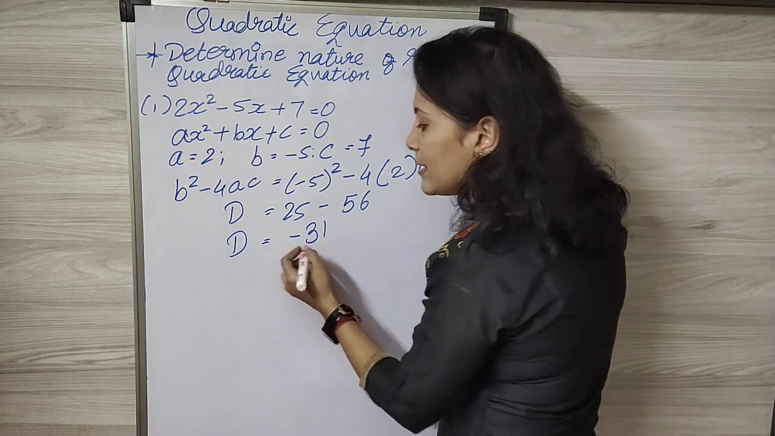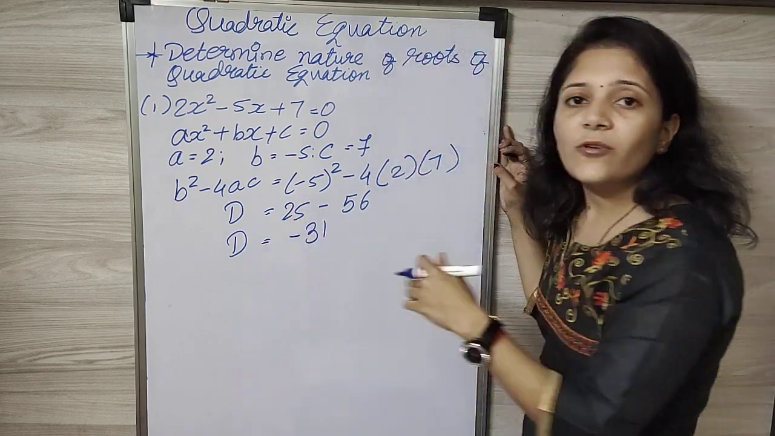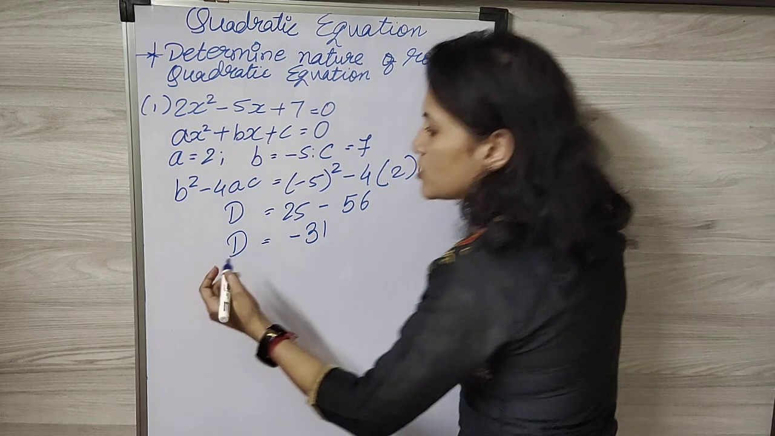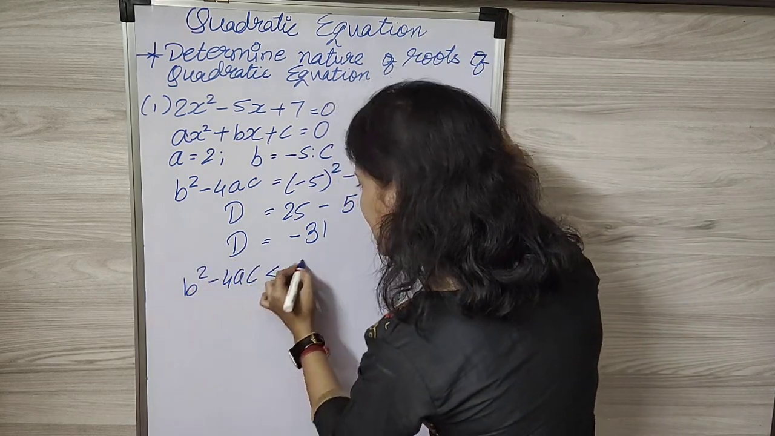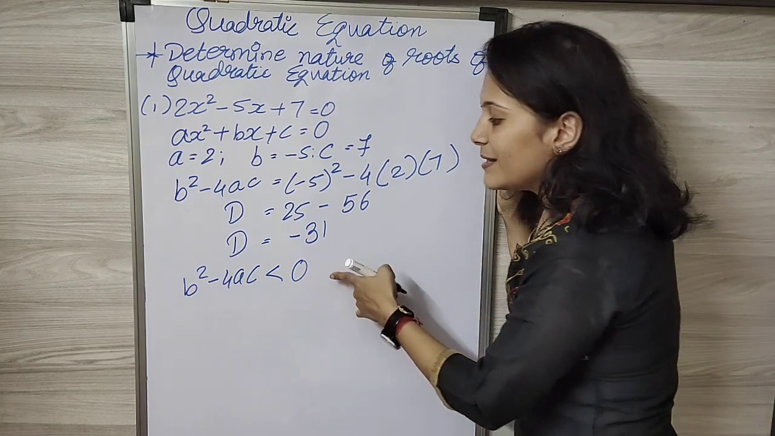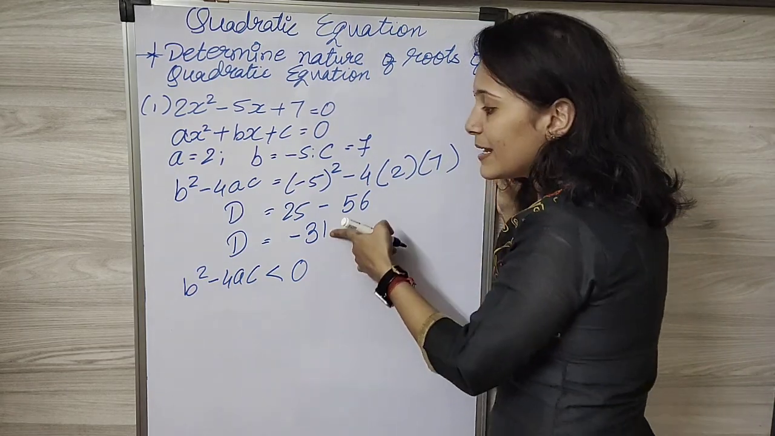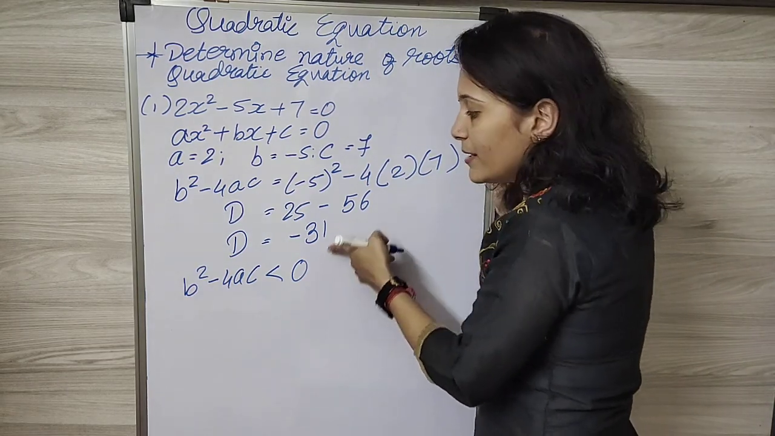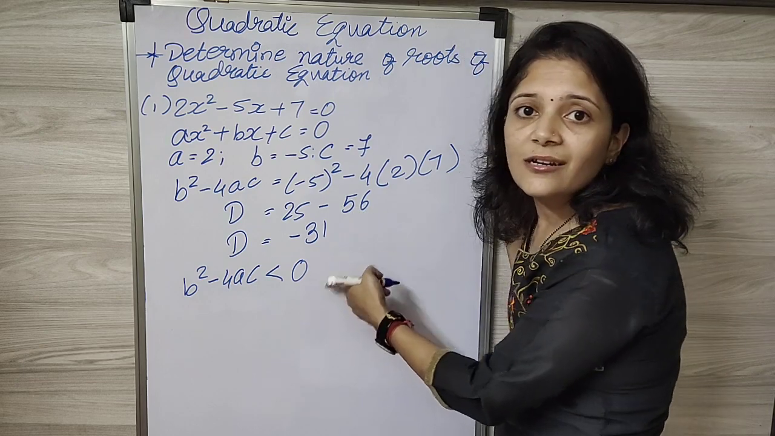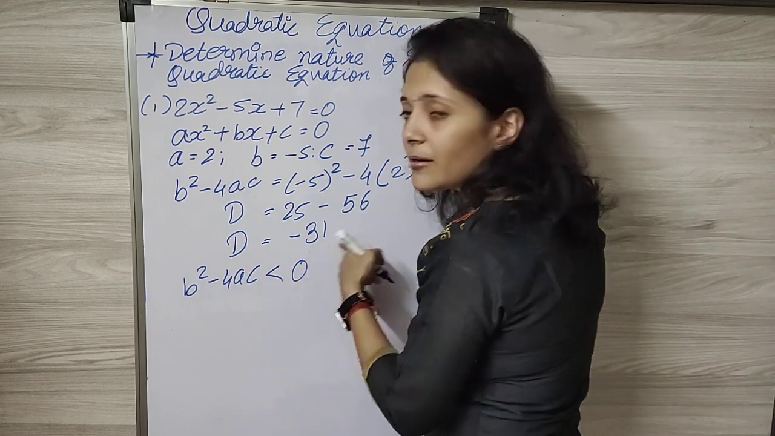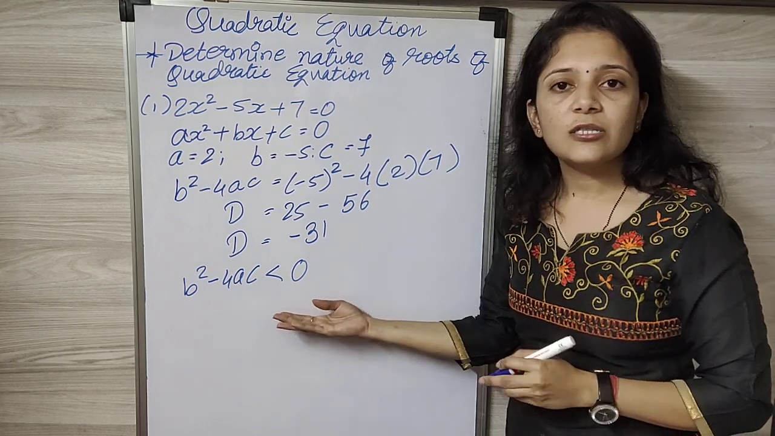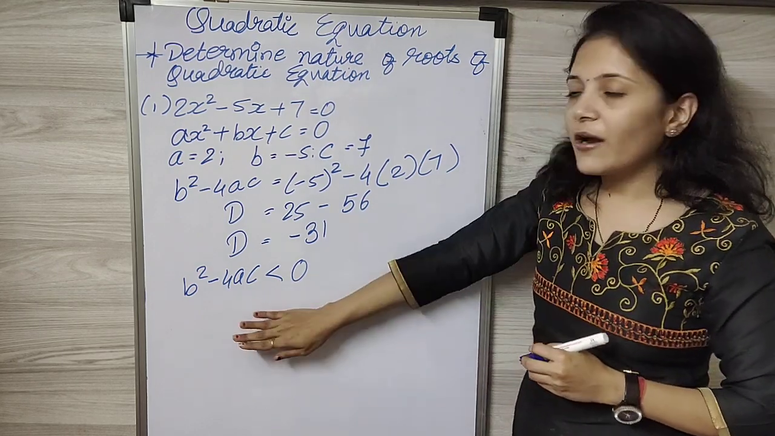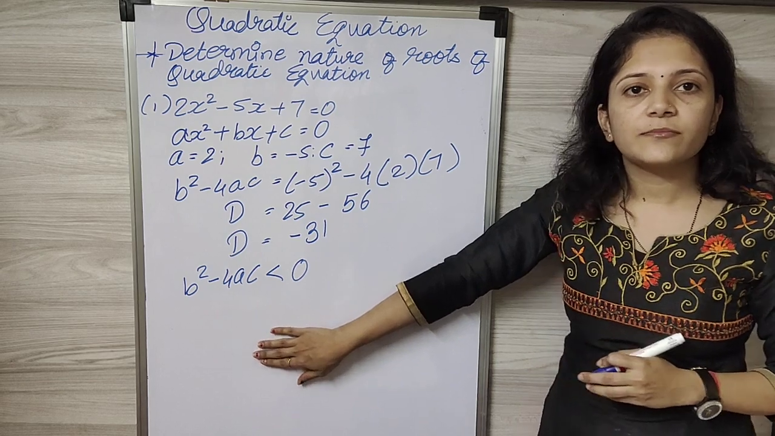Now see here, this is a minus sign, so it is obviously less than 0. So b square minus 4ac is less than 0. When it is less than 0, that is a negative sign, right? When it is negative, then the root is not real. So I have determined the nature of the roots, that is, the roots are not real. I think you have understood this question.